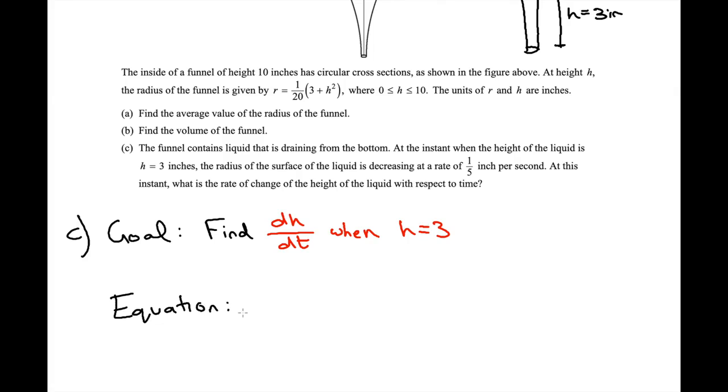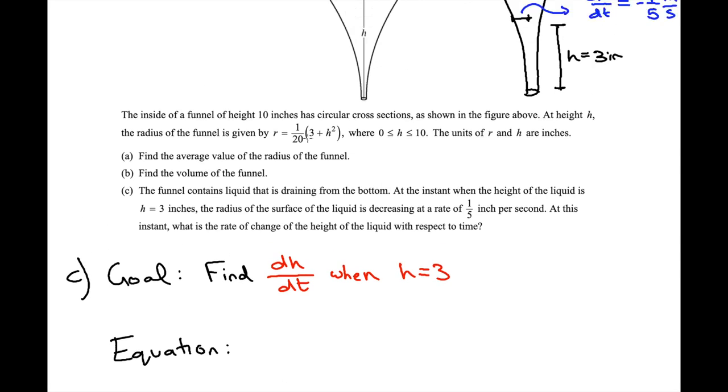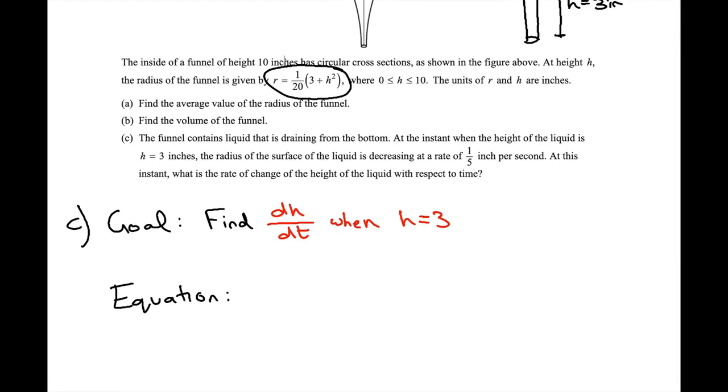So usually when we do a related rates question, we look at volume. Usually when we do this kind of a related rates question, we use a volume for our equation to relate r and h. However, very nicely, we already know how r and h are related with each other. So we don't even need to bring in a volume here because we already know how r and h are related. So we can just use that equation right there. So we know that r is equal to 1 over 20 times 3 plus h squared.